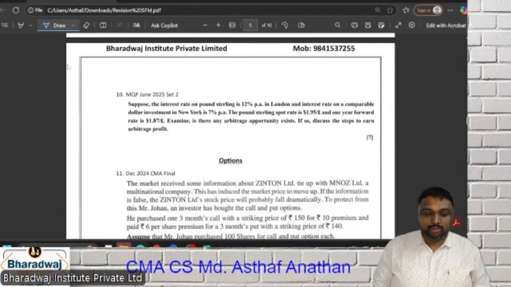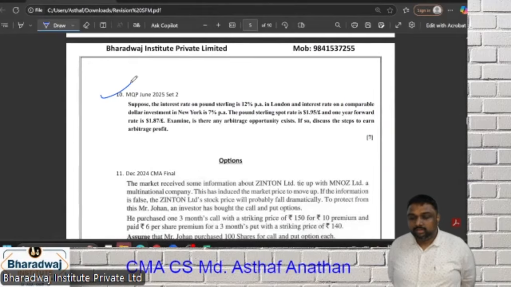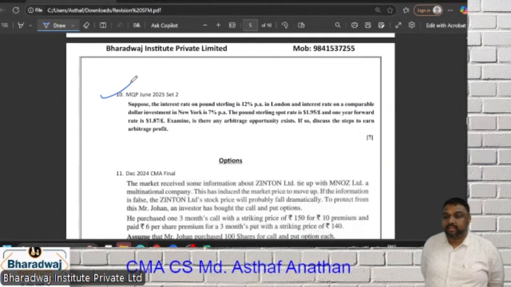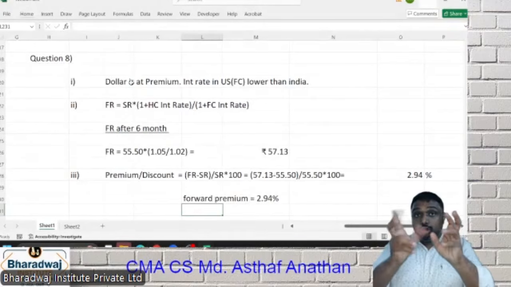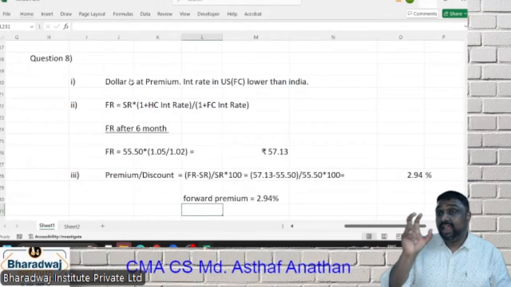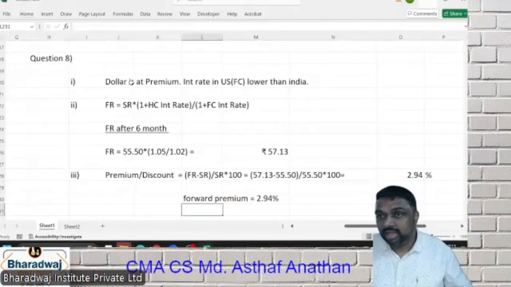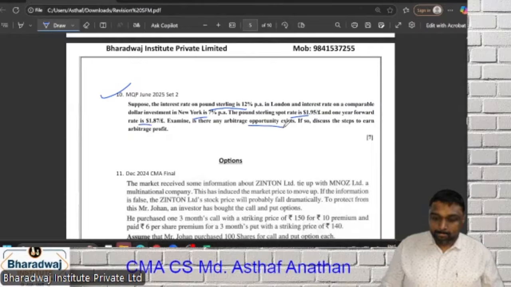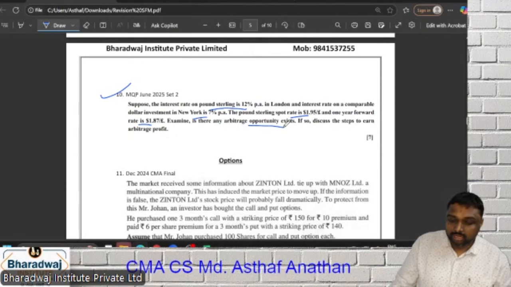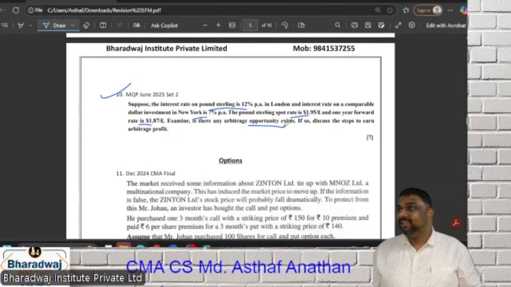See, 10th question, it's an arbitrage question. Rather than going into this 10th question, what I'm going to do is give a proper revision of all the 3 types of arbitrage, which will be helpful for you to score in any type of question. Actually, here came the arbitrage: interest rate in pound is 12%, New York is 7%, pound sterling rate 1.8. Is there any arbitrage? So here they are doing the theoretical forward rate concept, correct? So it is very easy.